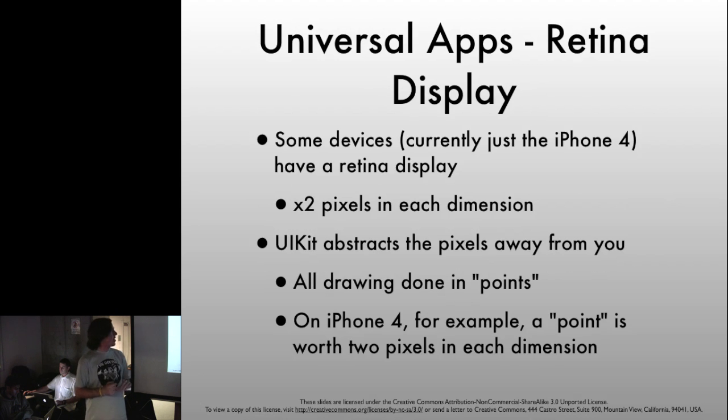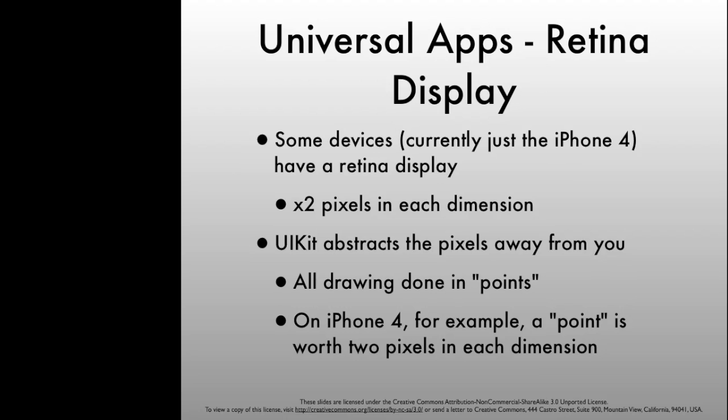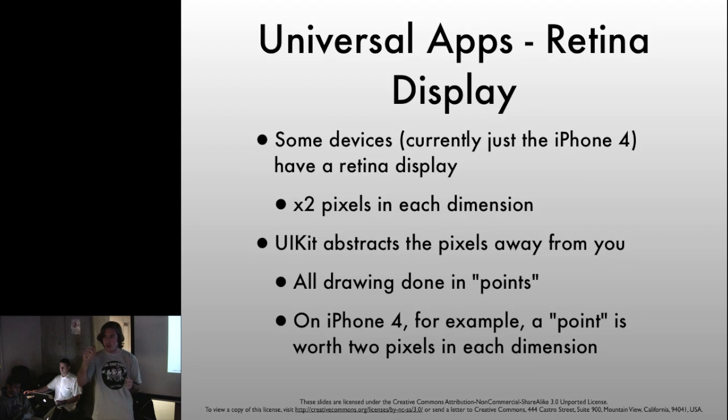Okay. Another factor to consider is whether or not the device has a Retina display. Some devices, currently just the iPhone 4 and 4S, have a Retina display where there are twice as many pixels in each dimension. One really great thing that Apple did is that UIKit actually abstracts the pixels away from you, and you have a coordinate system in what they term points. What's really nice about that is iPhone 4 and iPhone 3G, for example, have the same number of points on their screen. They both have 320 wide by 480 tall points, but the iPhone 4S has twice as many pixels.